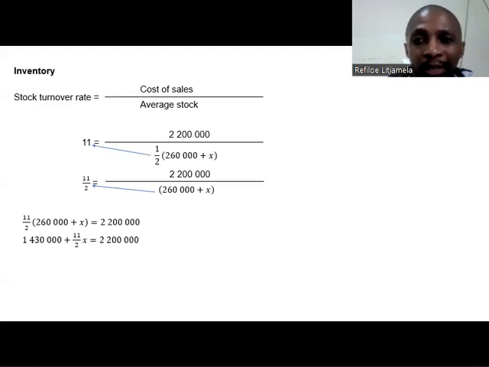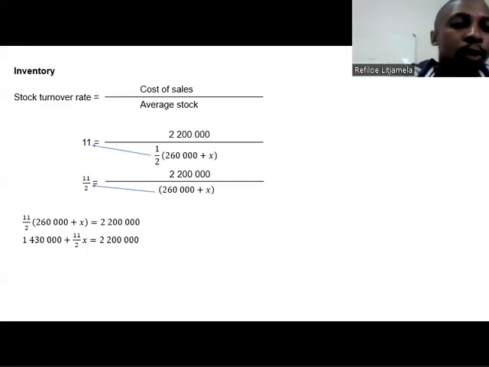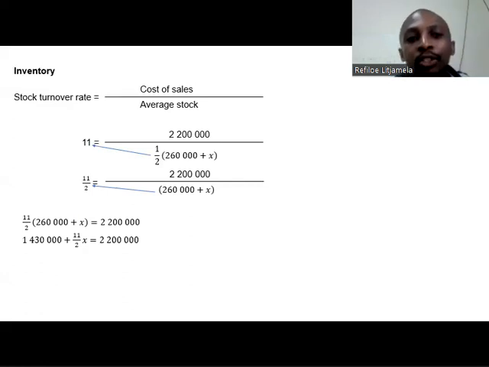Everyone should be familiar with this because it's done in grade 8 maths. So you will simply take that 1,430,000 and transpose it. By transposing it, you are taking it to the right-hand side. On the right-hand side, you already have 2,200,000. You will take that 2,200,000 and minus 1,430,000. Because it was positive, it will change signs and become negative.